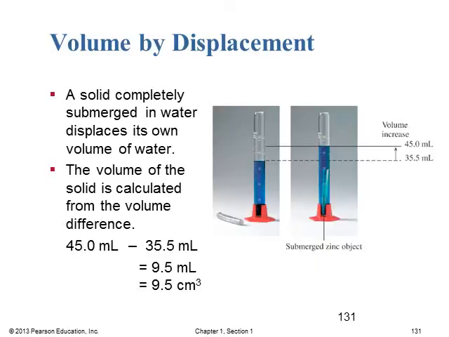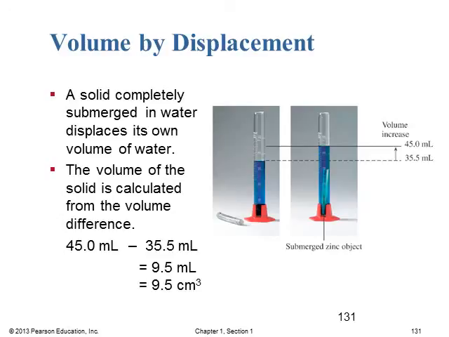Sometimes, especially for irregularly shaped objects, we use a technique called displacement to measure the volume. So what this means is you're going to displace water. You have water of a known volume in this graduated cylinder. In this case, you see that it's indicated as 35.5 milliliters. And then what you can do is take this oddly shaped object and put it into the graduated cylinder and see how much the water rises.